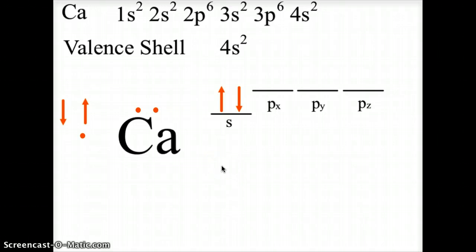And this would give us 2 electrons on top, representing the Lewis dot diagram for calcium. Now calcium has 6 empty spaces, so would calcium rather give up those 2 and become positively charged, or would it rather try to pick up 6? Well, of course calcium would rather give up 2, and that's why calcium readily will become a +2 cation.